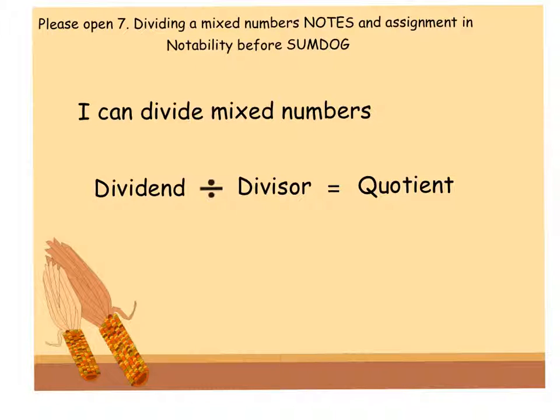I want to remind you again, dividend is what we're dividing into. Divisor is what we're dividing by, and quotient is our answer. So the dividend, the divisor, and or the quotient might be a mixed number today.